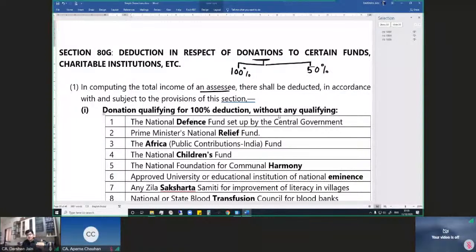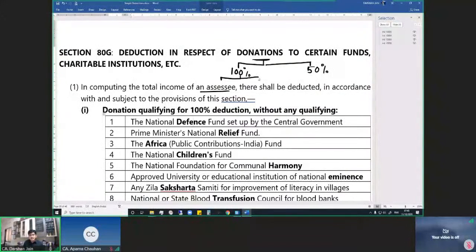Either you have a certain gross total income and you make a donation to one of the very, very eminent funds of the government, you claim a deduction of 100%. You don't make a donation to an eminent fund of the government, but to certain other funds or certain other charitable trusts, you claim a deduction of 50%. So what they've done is they've categorized the donation according to the necessity of that particular donation. Now 100% you could claim as deduction.